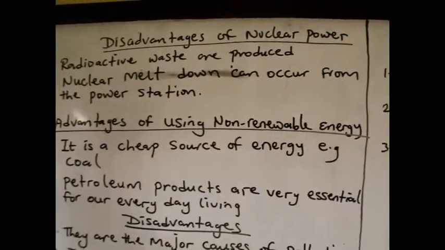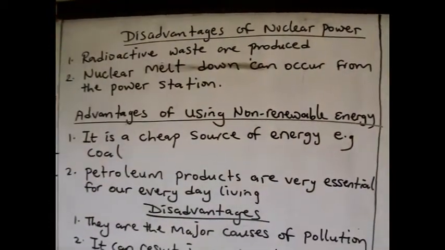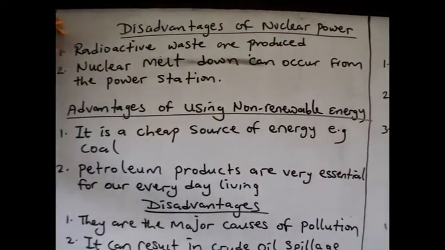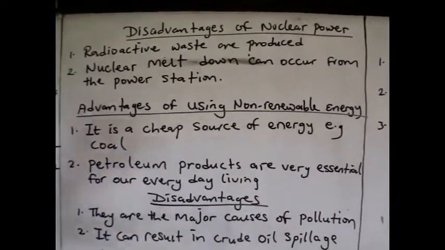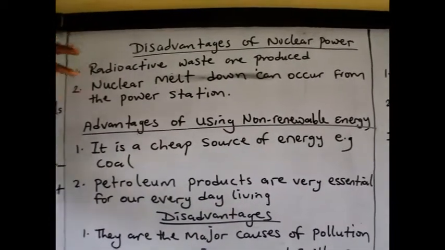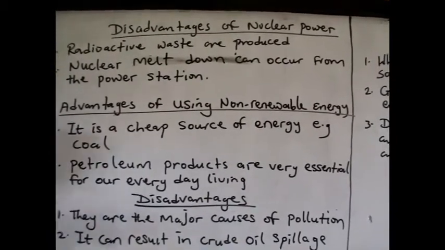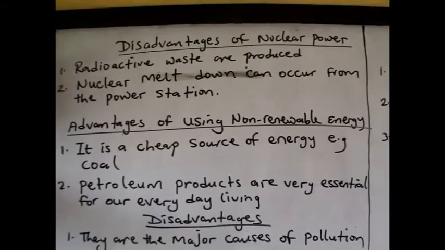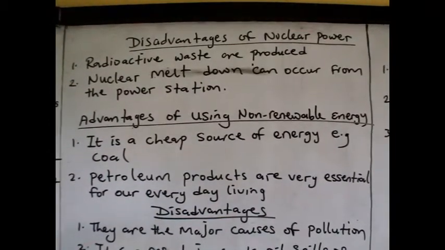Let us look at the disadvantages. Nuclear power produces radioactive wastes. And these radioactive wastes are very dangerous. For example, it can cause mutation. Mutation is depletion of some chromosomes in the body. That is to say that if you inhale this gas for a prolonged time, it can lead to deformation of the body. Most of the times you see people born with one hand, one eye, one leg, things of that nature. It's as a result of inhaling these radioactive substances. So they are very dangerous to the system.